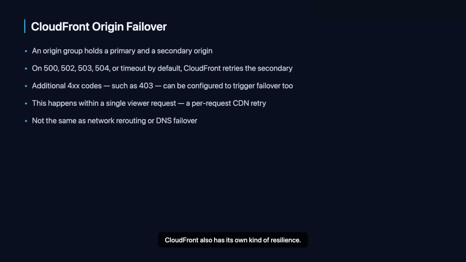CloudFront also has its own kind of resilience. You define an origin group holding a primary and a secondary origin. If the primary returns a 500, 502, 503, 504, or simply times out, CloudFront retries the same request against the secondary. Those are the default trigger codes. You can also configure additional 4XX codes like 403 to trigger failover, but that requires explicit setup.